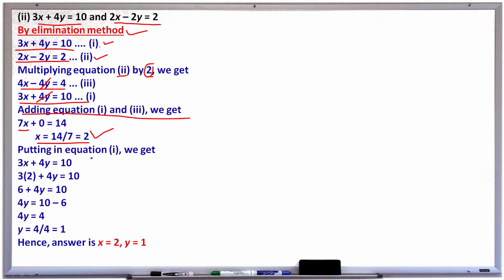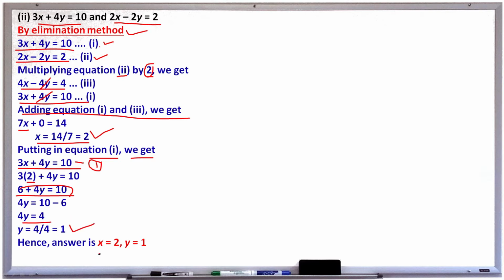Putting the value in equation number 1, 3x plus 4y is equal to 10, there we are going to put the value. So x is equal to 2, so 3 into 2 plus 4y is equal to 10. 3 twos are 6, so 6 plus 4y is equal to 10. Bring 6 to the right hand side, it will become minus 6, so 10 minus 6 equal to 4. 4y is equal to 4, so y is equal to 1.